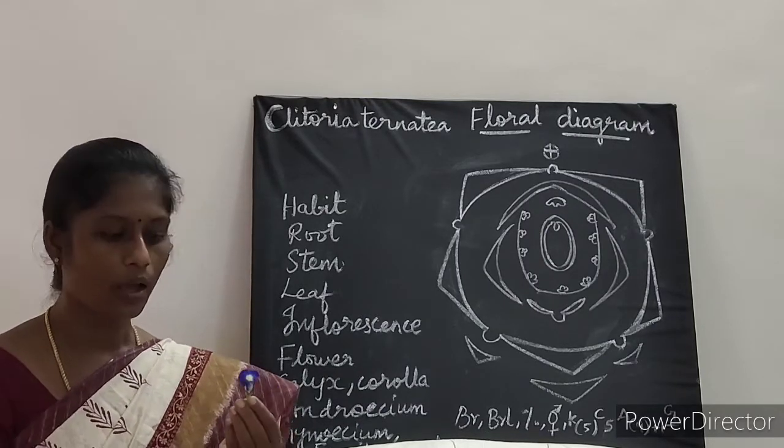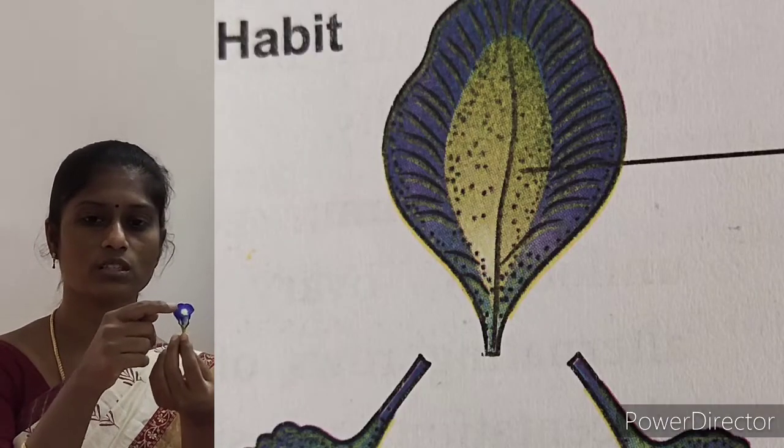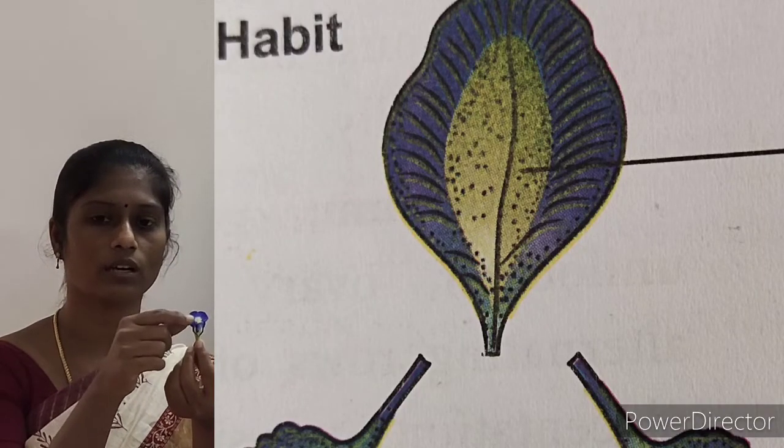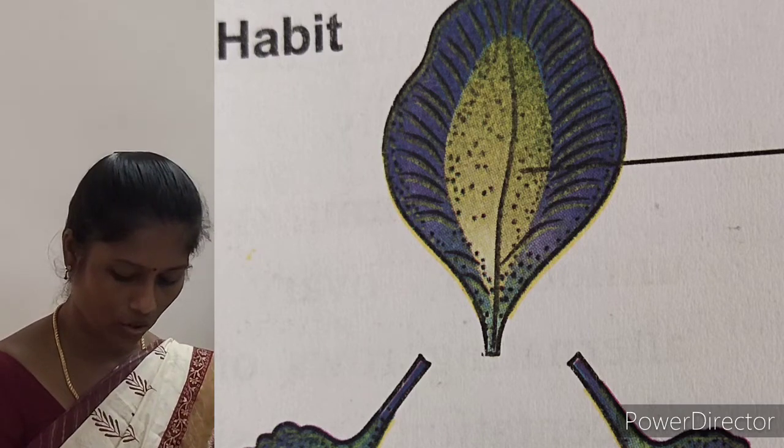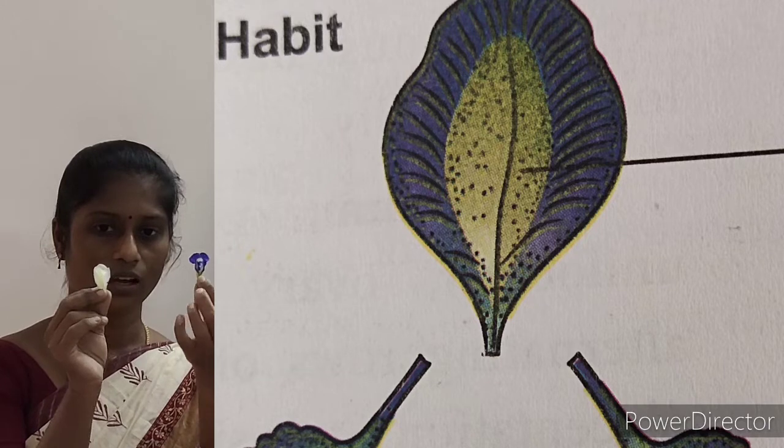Next one is about corolla. Corolla is made up of petals. What you see, this blue color, that is called as what? Corolla. Sometimes it may be white or blue. Here you can see the corolla, which is white in color or blue in color.